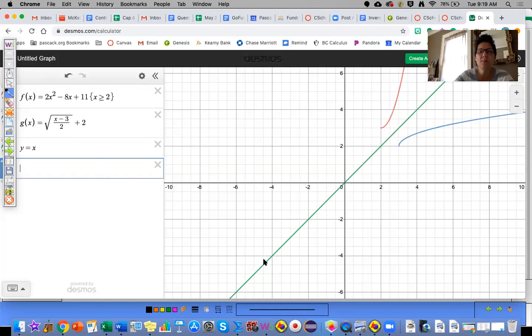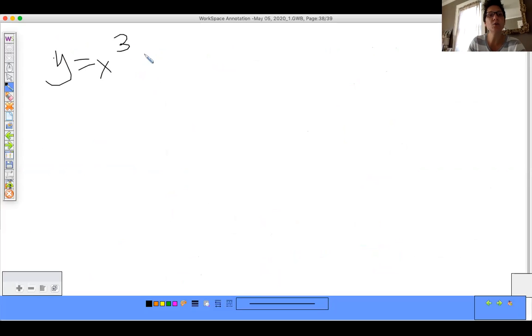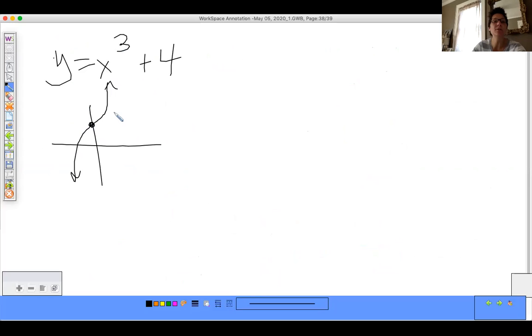Would I have to restrict the domain on a cubic function? So for example, if I go over here to a new page, would I have to restrict the domain for something like y equals x cubed plus 4? No. Why? Because it follows the one-to-one rule, so that for every x value, there's an individual y value. Yes, that's beautiful. This is already one-to-one, so it does not require any domain restrictions.